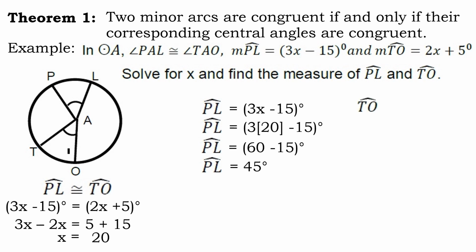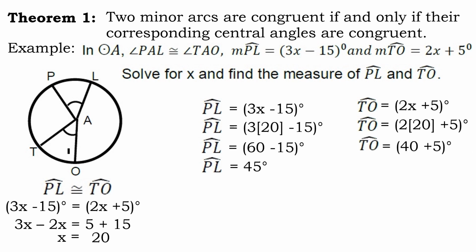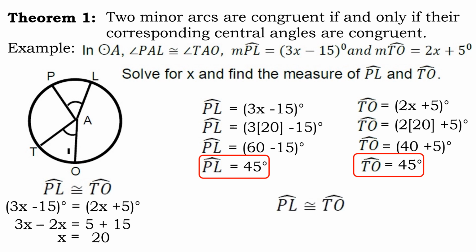How about arc TO? Let us substitute. Arc TO is equal to 2x plus 5 degrees. Substitute the value of x. We have arc TO is equal to 2 times 20 plus 5. Arc TO is equal to 40 plus 5, which is equal to 45. So notice that arc PL is equal to 45 and arc TO is equal to 45. Therefore, arc PL is congruent to arc TO.